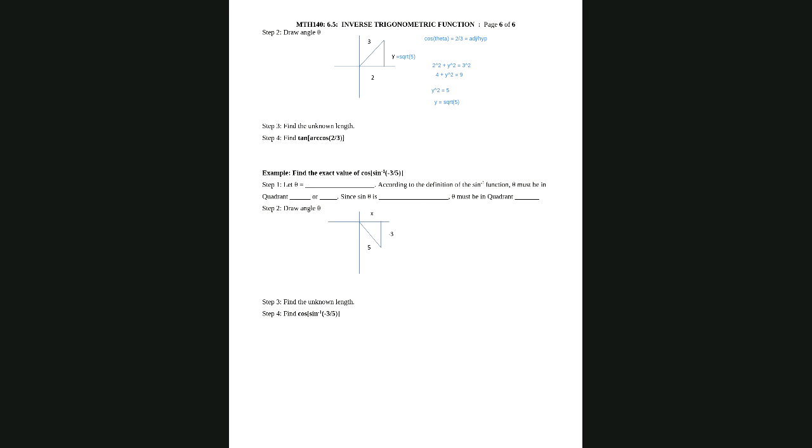Now we want to find the tangent of the arc cosine of 2/3. So remember, we said the arc cosine of 2/3 was going to be theta. So we need to find the tangent of angle theta. And the way we find tangent is by doing opposite over adjacent. And so the tangent of the angle is going to equal the square root of 5 over 2.